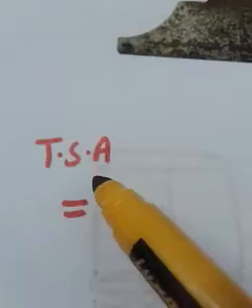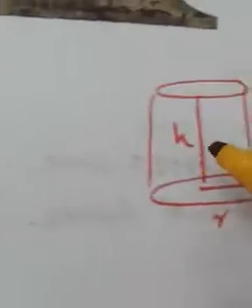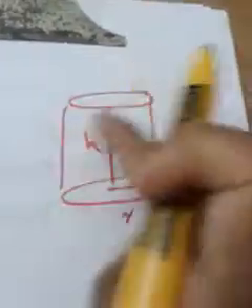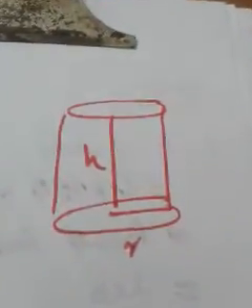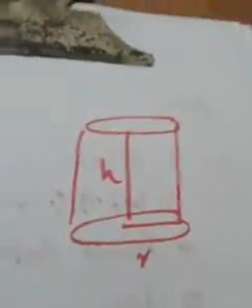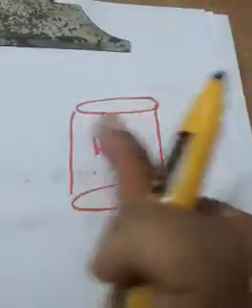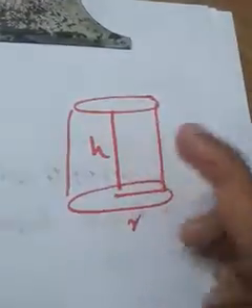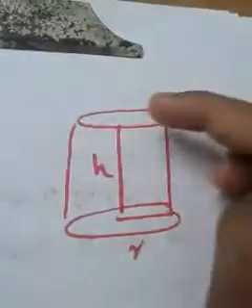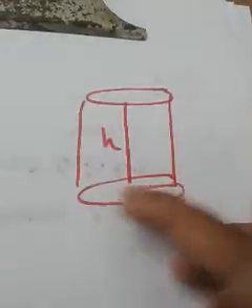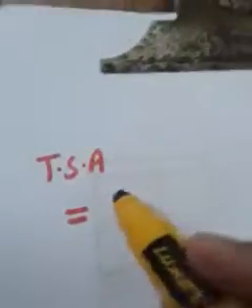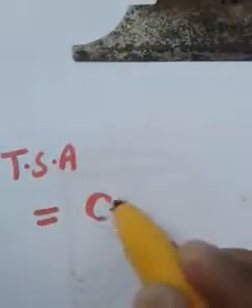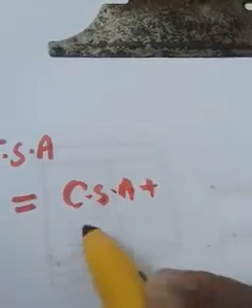It means the entire surface area. So how many surfaces are there in a cylinder? The curved surface is there and 2 bases are there. So in order to get the total surface area, you are supposed to add the area of the curved surface plus the area of the upper base plus the area of the lower base. Then only you will get the area of the total surface, isn't it? So total surface area is nothing but, tell me, curved surface area plus what?